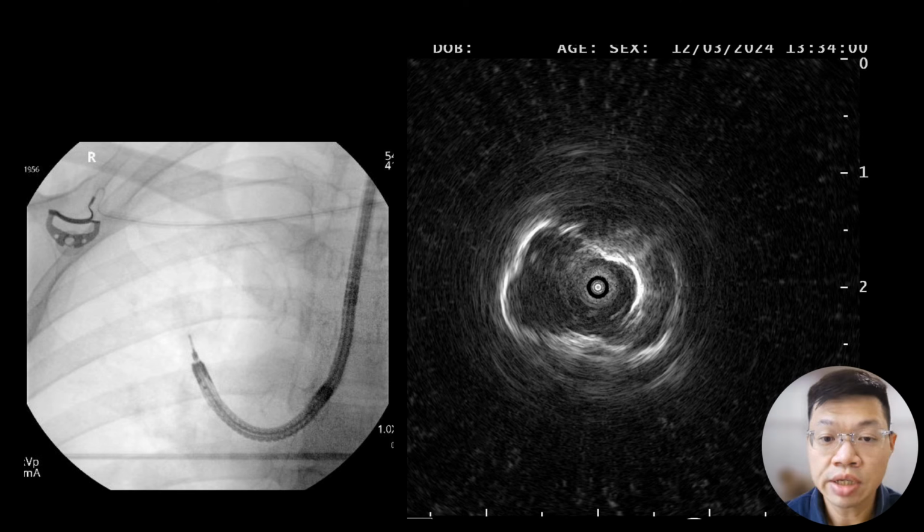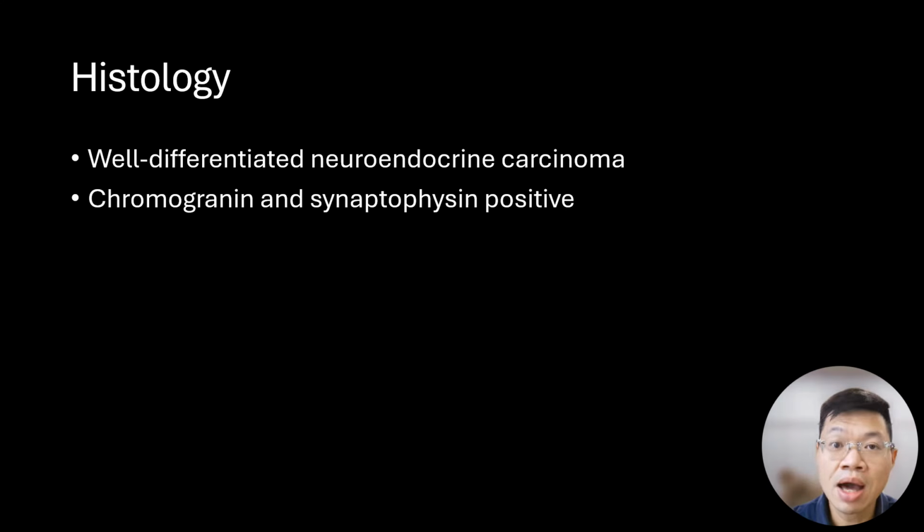We then proceeded to insert a radial EBUS probe with a guide sheath into the target airway, and we were able to find a concentric image on the radial ultrasound, as shown in the image on the right. The histology for this patient revealed well-differentiated neuroendocrine carcinoma, which was positive for synaptophysin and chromogranin.